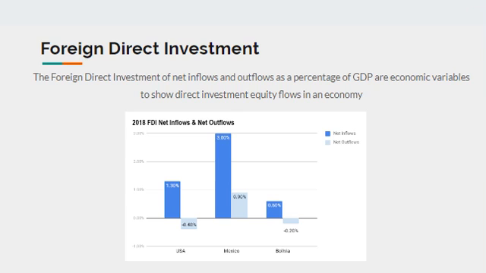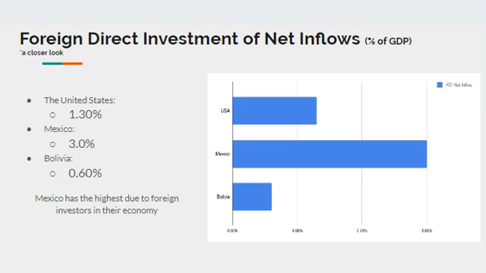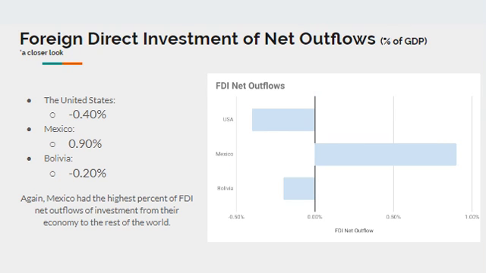The foreign direct investment of net inflows and outflows as a percentage of GDP are economic variables to show direct investment equity flows in an economy. Here are the net inflows at a closer look, with Mexico having the highest, and outflows at a closer look, where Mexico also once again has the highest, making it more attractive to other countries to invest in.